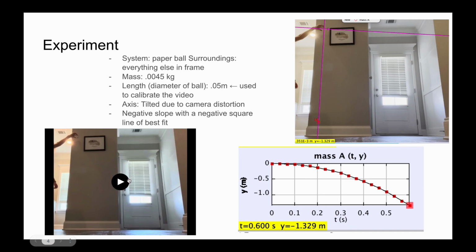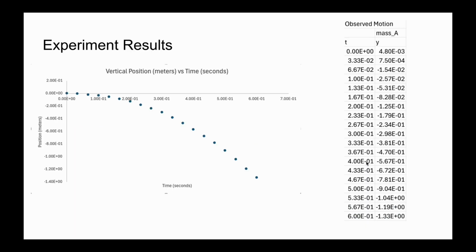In this experiment, you can see me dropping the paper ball. The system is the paper ball and the surroundings is everything else. The ball had a mass of 0.0045 kilograms, and the diameter of the ball was 0.05 meters, and that was used to calibrate this video. The axis is tilted due to camera distortion, and the position versus time graph has a negative slope with a negative square line of best fit, like with this curve here.